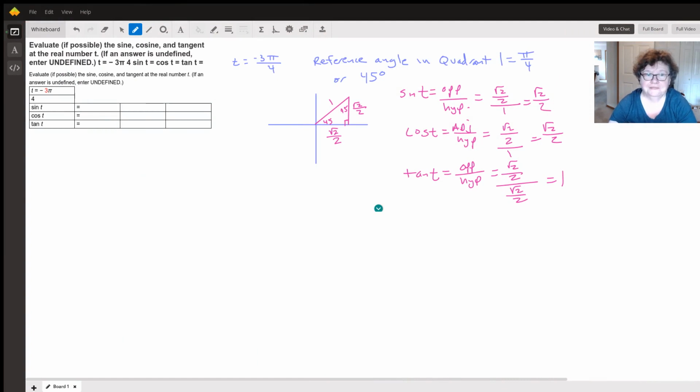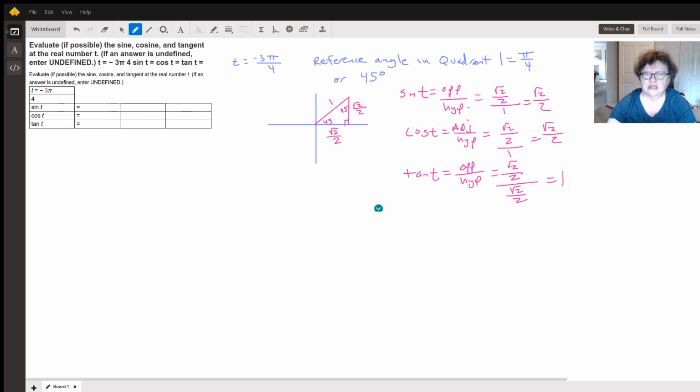Hi. Finding sine, cosine, and tangent can be tricky, but you've got to remember your reference angles in the first quadrant. I actually have it worked out here, but I want to talk you through it, to make sure you understand what's going on. I think that you meant for t to be negative 3 pi over 4, correct? I'm going to go with that.